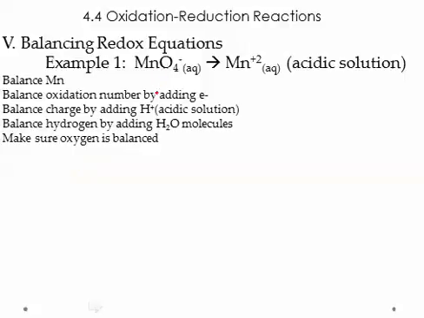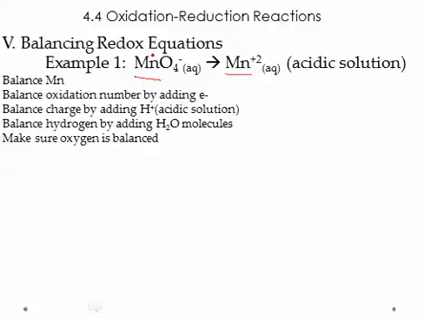The first thing that we do is we need to make sure that we balance the manganese. So we have one manganese on this side, and we have one manganese on the product side. Should have picked an easier element to pronounce. The next thing we need to do is to balance the oxidation number by adding electrons.